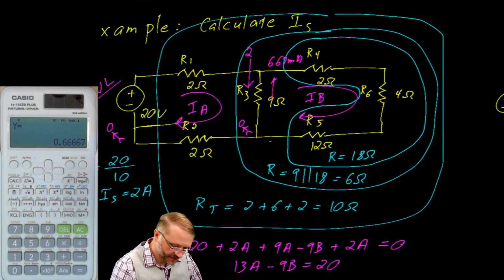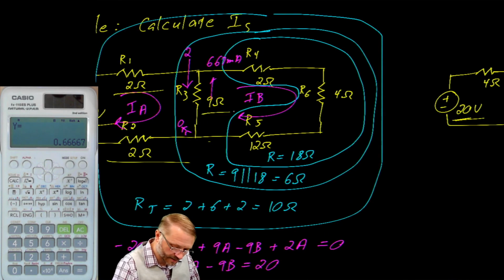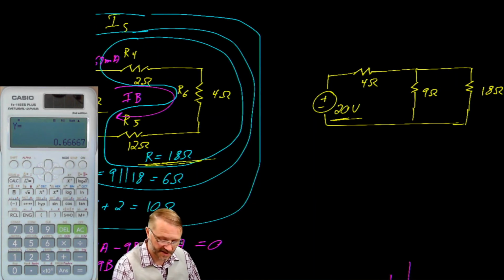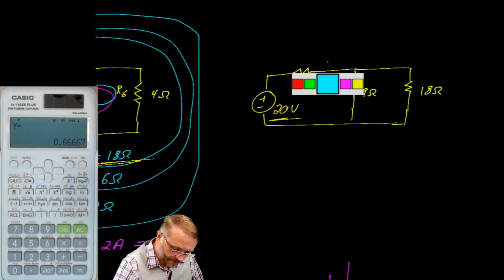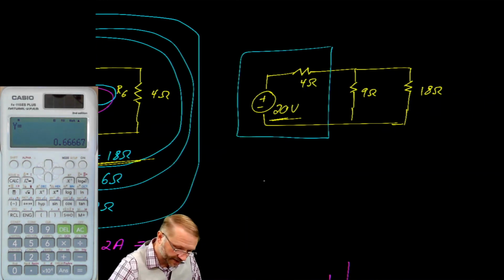Here's our 20-volt source, our 20-volt source. We combined R1 and R2 to yield 4 ohms. Here's R3 all by itself as 9 ohms. And the 18 ohms came from here with R4, R6, and R5 together. You may recognize this as a Thévenin circuit. We can convert that to a Norton.